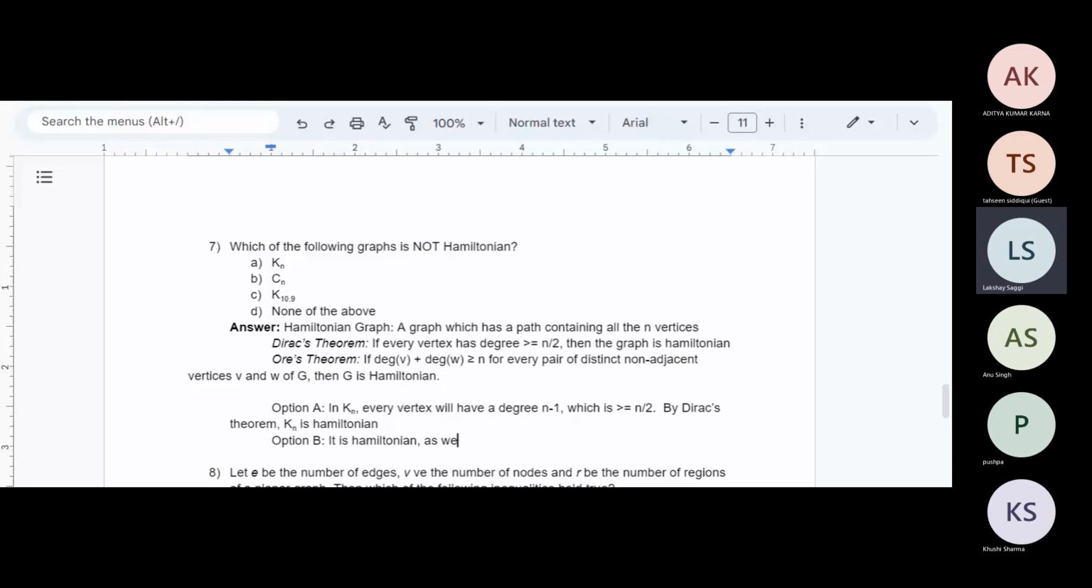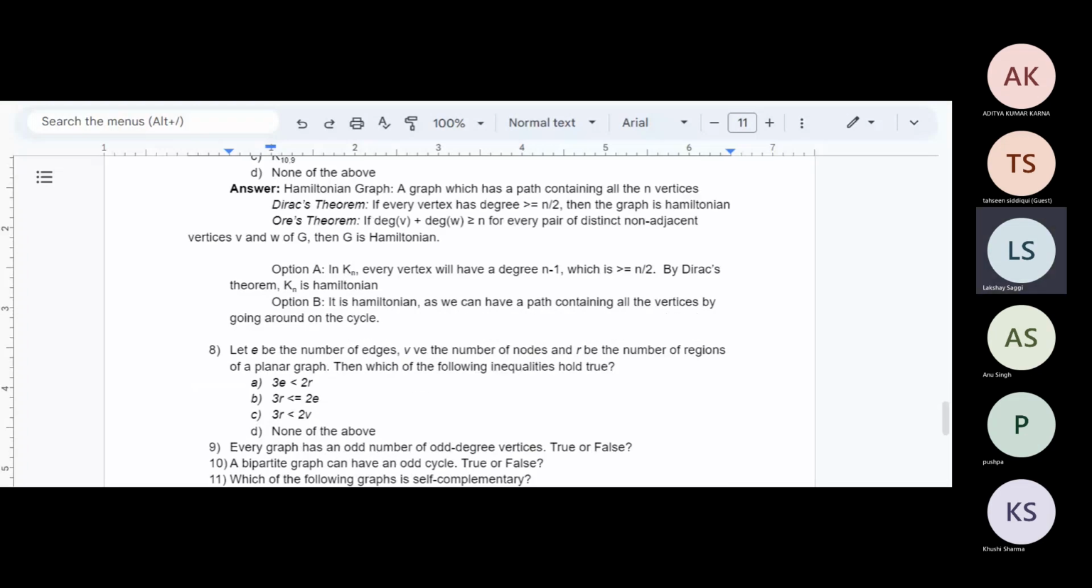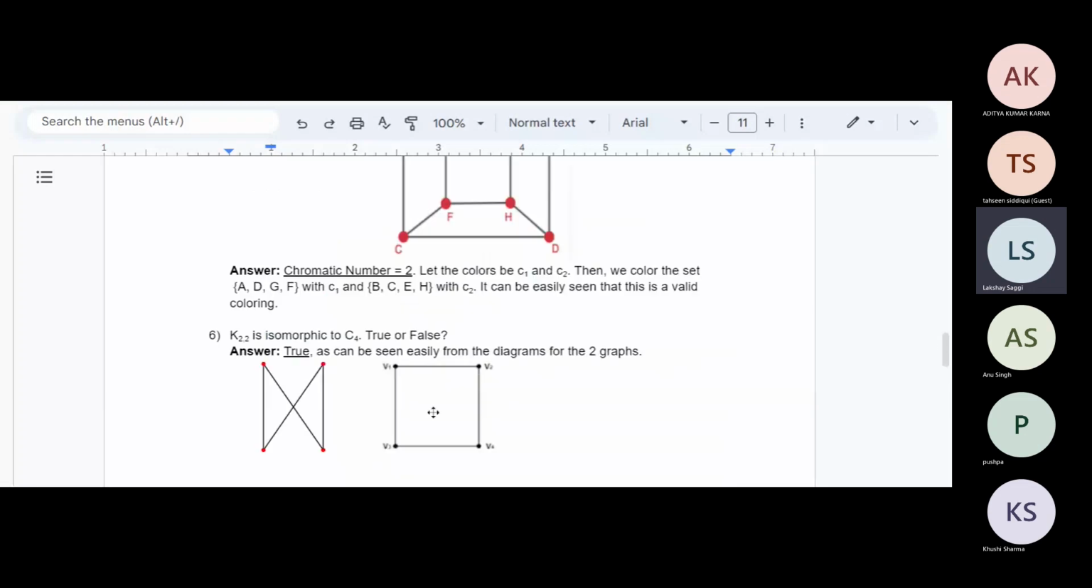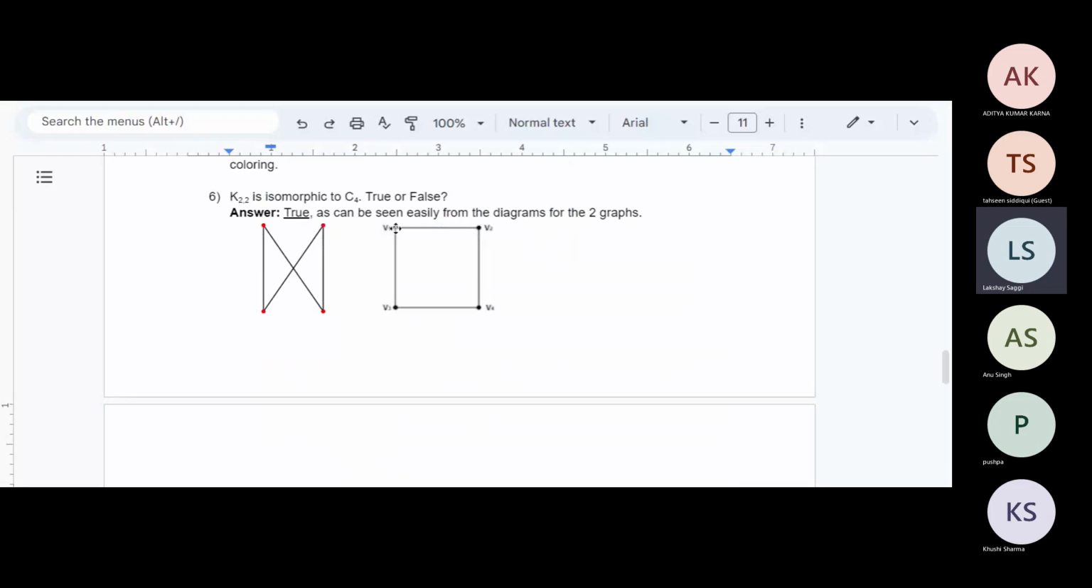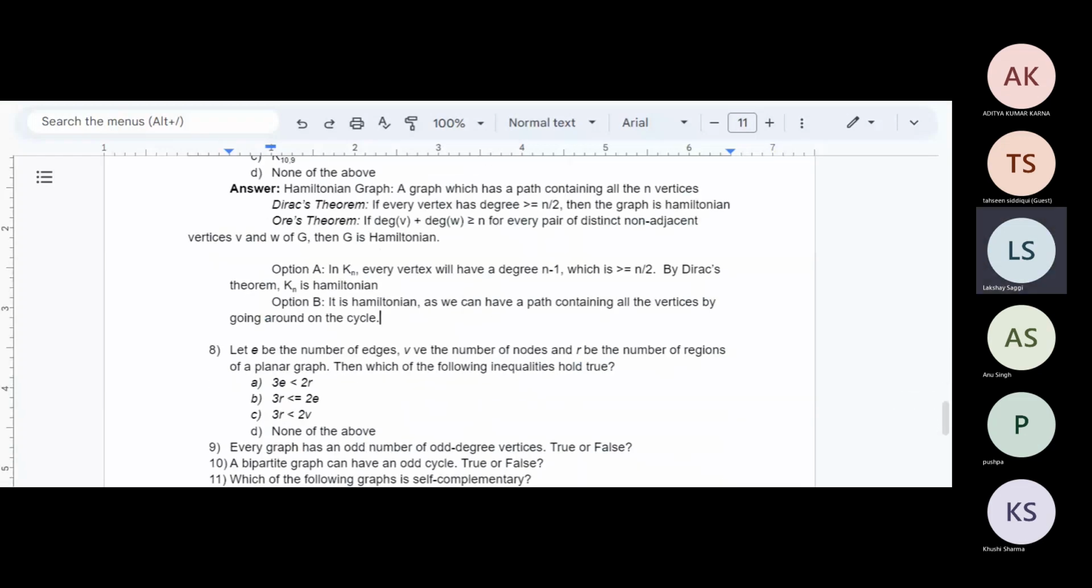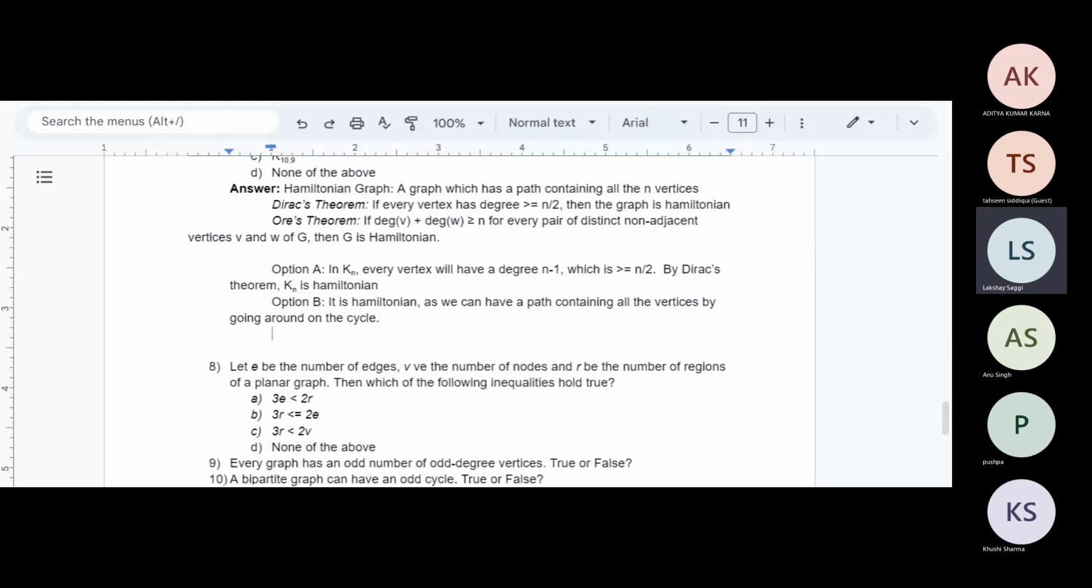It is Hamiltonian as we can have a path containing all the vertices by going around the cycle. Cn is just a cycle of n vertices. Let's take the example of a cycle of 4 vertices. We need a Hamiltonian path. We just start from v1 to v2, go from v2 to v4, then v4 to v3, and we are done. We just need a path which contains all the n vertices. So just take any edge and go from one endpoint to another. Like we can take the v2, v4 edge. We'll start at v2, go to v1, v3, then v4, and we are done. So that's how every cycle on n vertices is Hamiltonian.